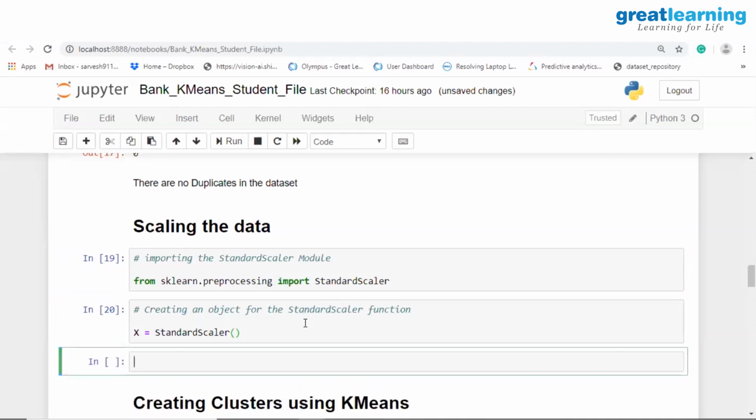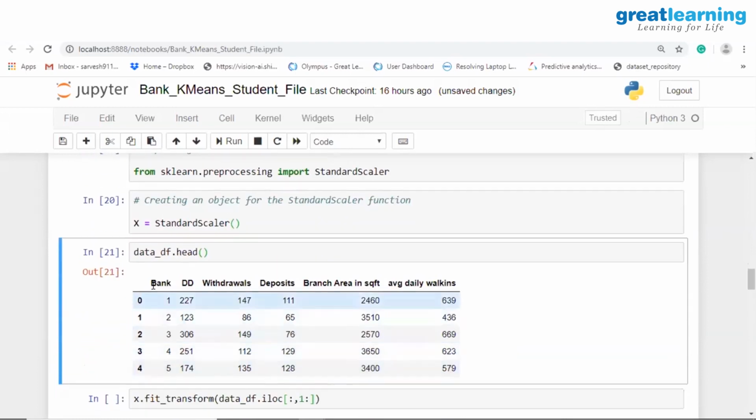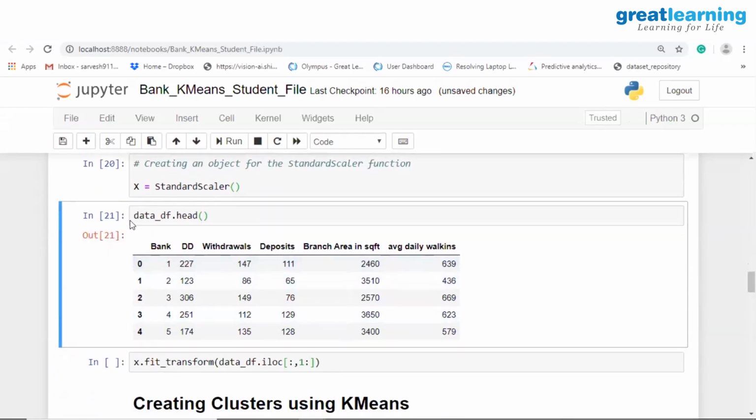Once I've created the function, now I'm calling fit and transform. I'm fitting the data and transforming it also. Transform what? The data df, data df dot iloc. I don't want this blank. 1, 2, 3, 4, 5, 6. Okay, I give it all.